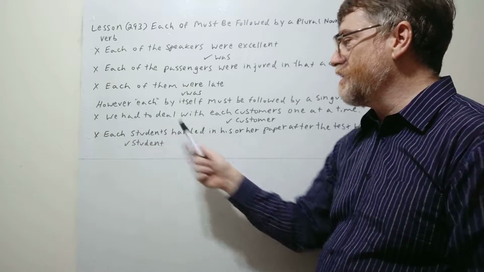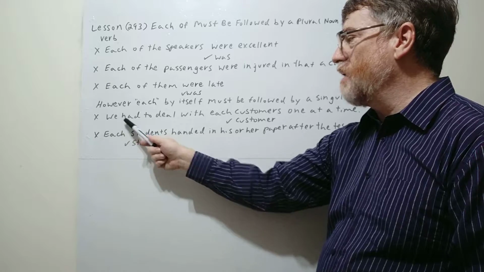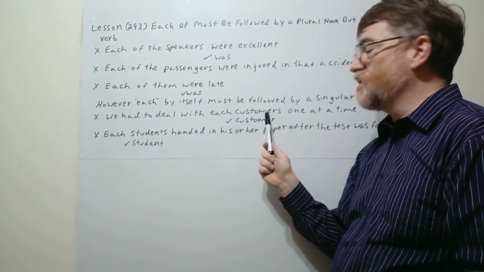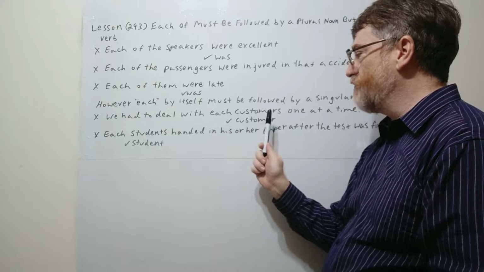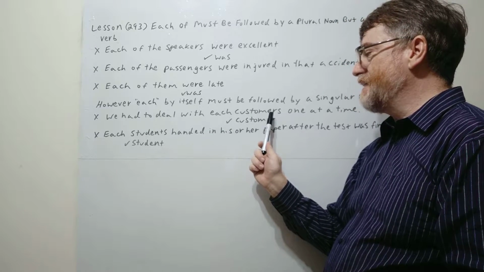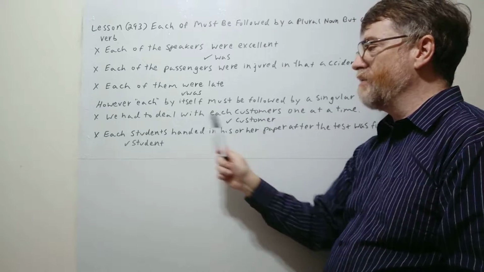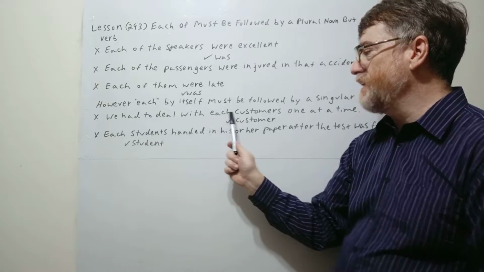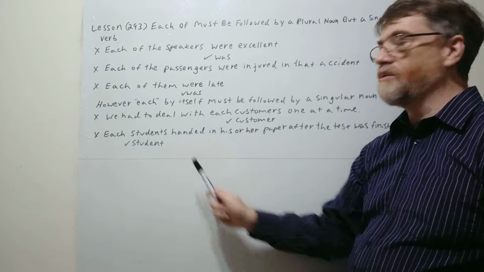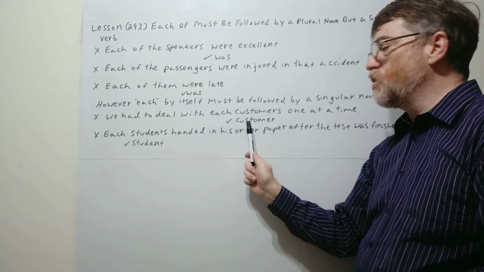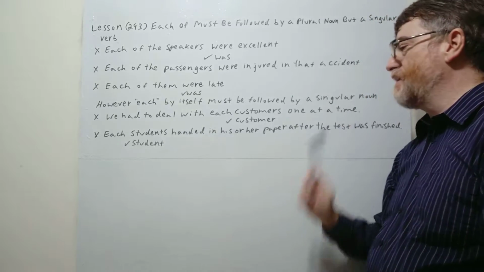So again, with the X, this would be wrong. If we said we had to deal with each customers, each by itself, not each of, but each by itself should be followed with a singular noun, not a plural noun. So we had to deal with each customers one at a time. No, that's wrong. With the check, this is correct. We had to deal with each customer one at a time.